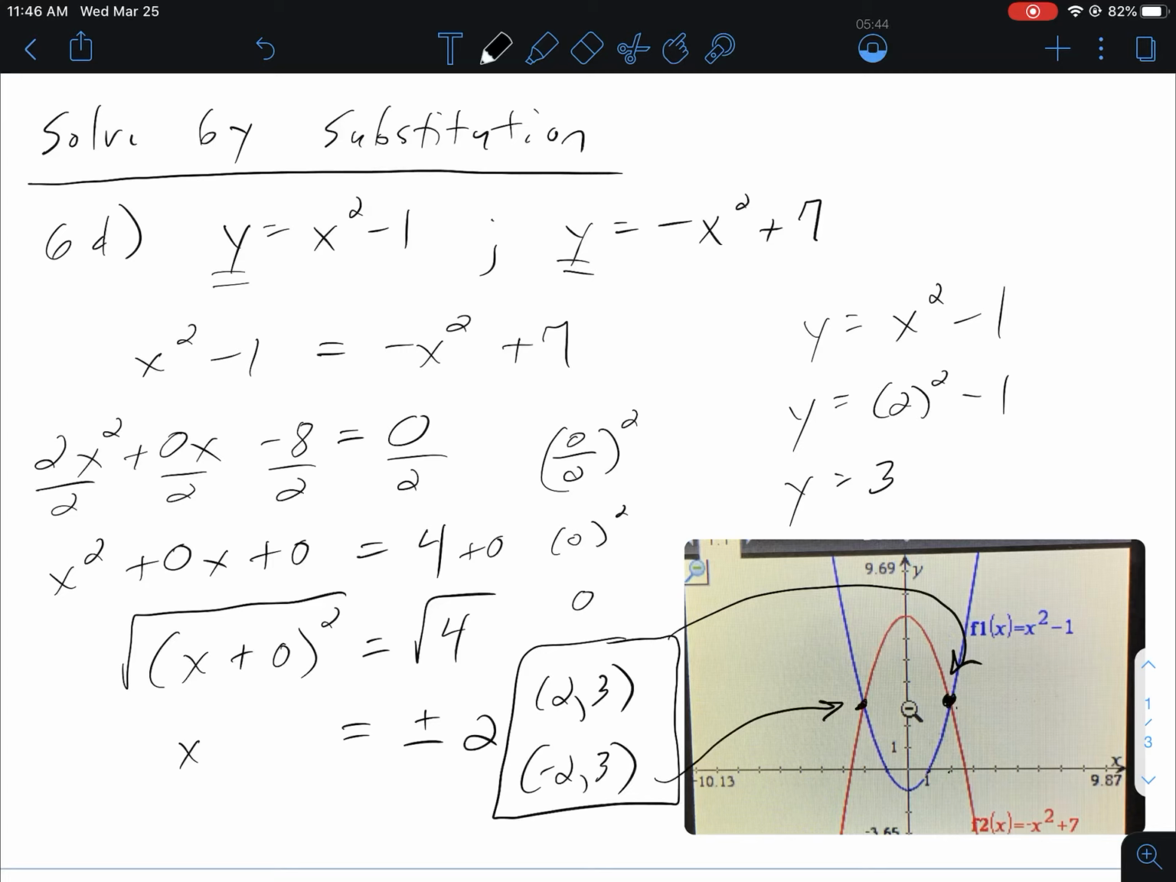So just keeping in mind that when we're doing that algebra, setting two equations equal to each other and solving, what we're really solving for is the 2 points of intersection on that graph.